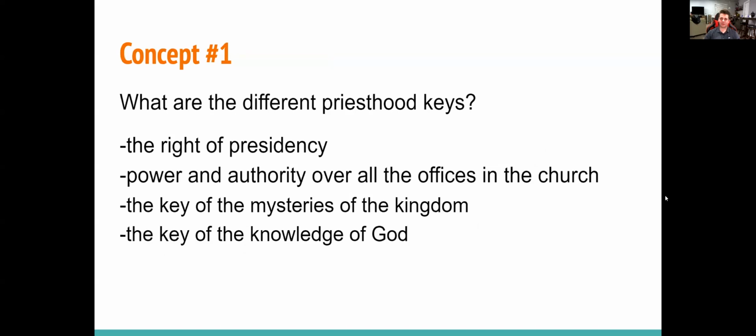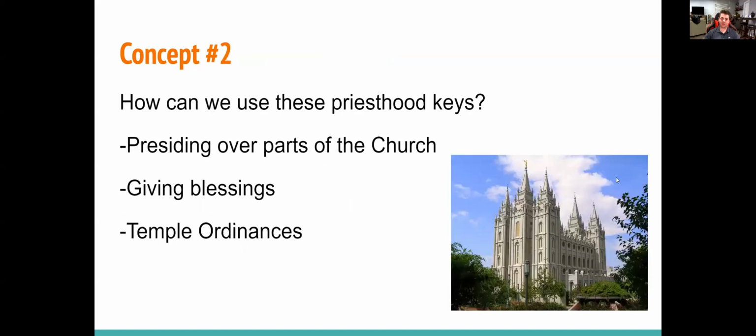Now, I have two concepts that I want us to kind of remember. So the two are, what are the different priesthood keys? Some of them are the right to presidency, the power and authority over the offices of the church, the mysteries of the kingdom of God, and the knowledge of God. And the second is, how can we use these priesthood keys? And this is presiding over the church, giving blessings, and some temple ordinances.